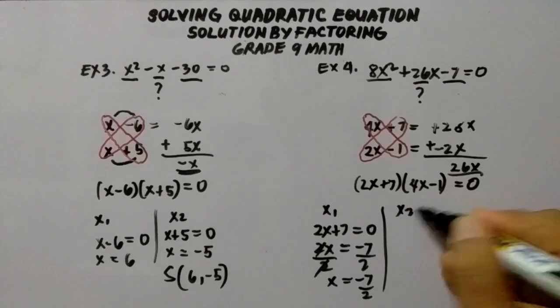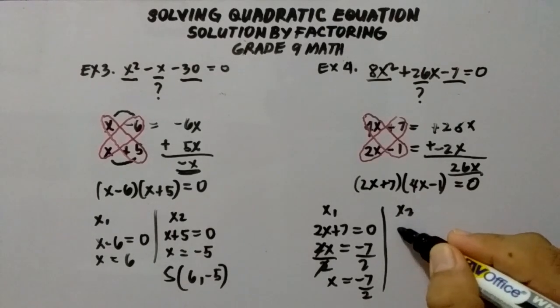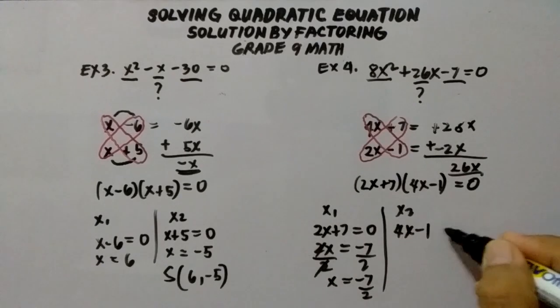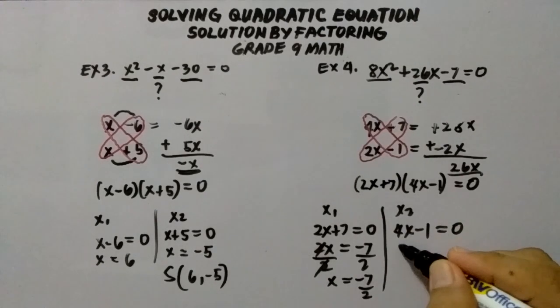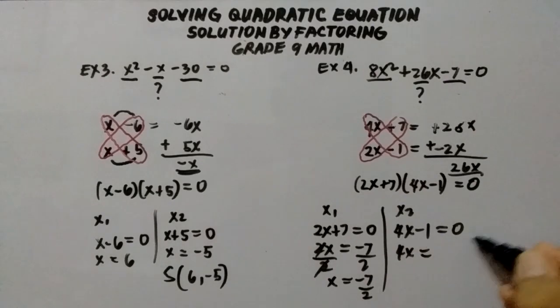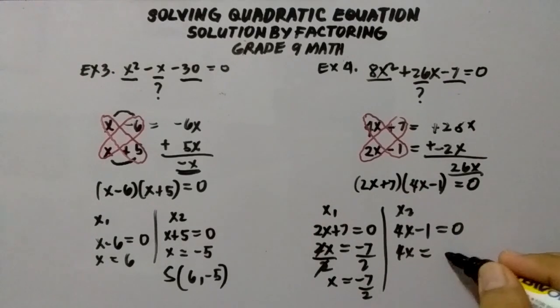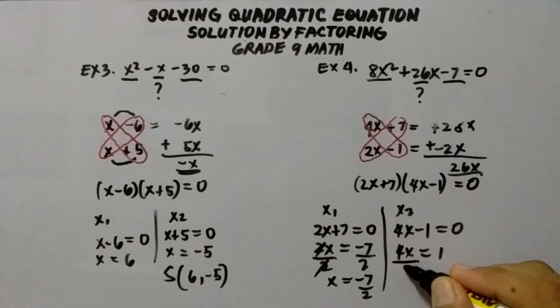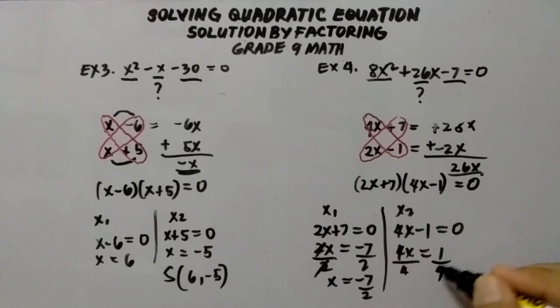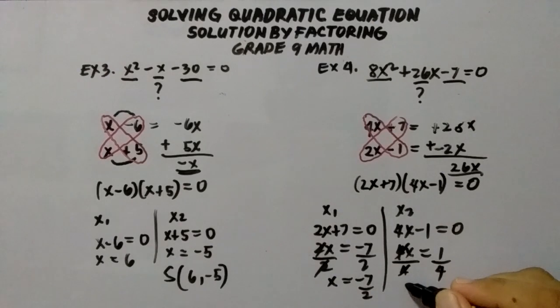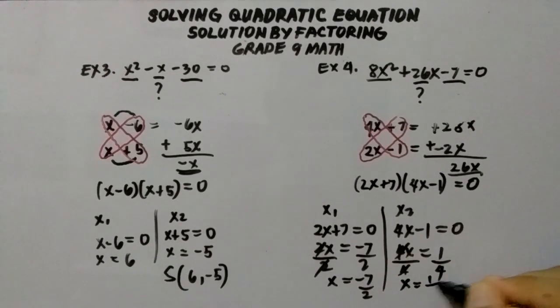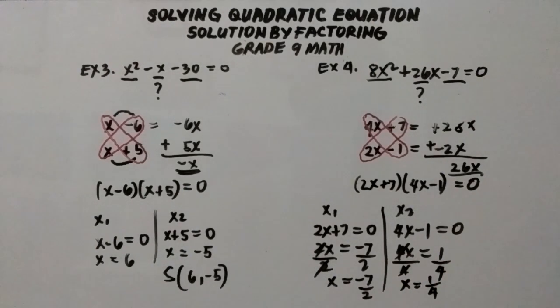Then let's find x of 2. So we have 4x minus 1 is equals to 0. Then 4x is equals to, then transpose, no, to the right side. So negative 1 become positive 1. Then divide both sides by 4. Then cancelled, cancelled. So x is equals to 1 over 4. Okay, so solution. Okay, so we have x of 1, negative 7 over 2. Then x of 2, we have 1 over 4.